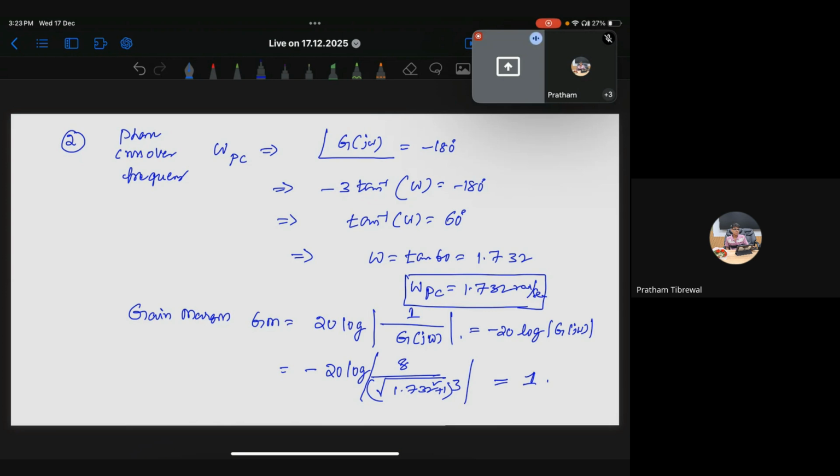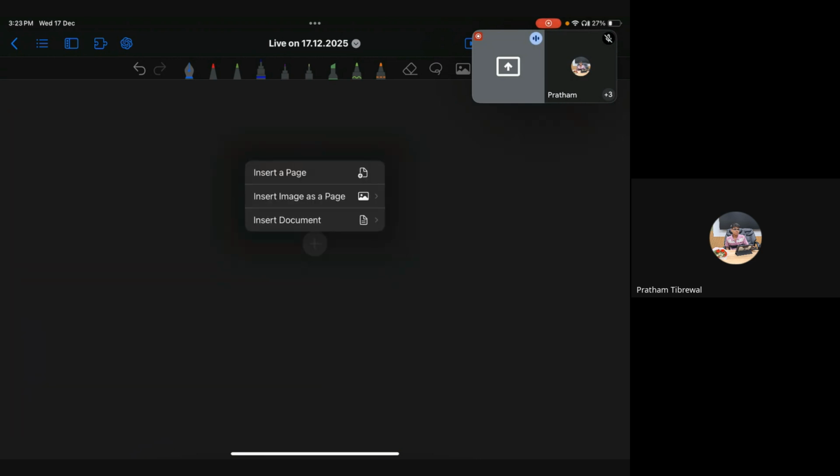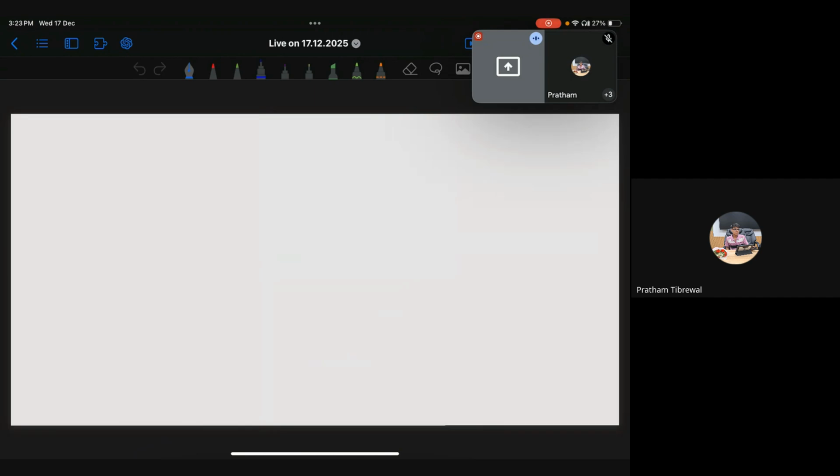Any doubts as of now? Any doubt? No, sir. Yeah, so this is the second problem. Now, continuing this problem, we have to draw the Nyquist plot also.